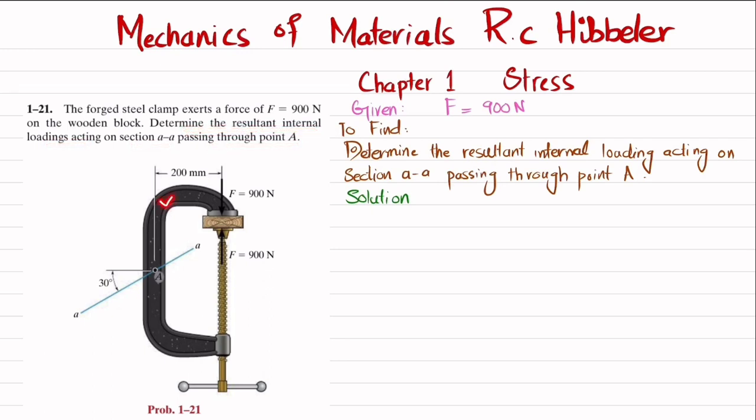So you can see this is a forged steel clamp and that exerts 900 pounds on this wooden block. This is the wooden block. You have to find the resultant internal loading at section AA passing through point A. So it means at point A you have to find the normal force, shear force and moment. So let's start with the solution. So the first step is that you cut this clamp at section AA and draw the free body diagram. So first of all I will draw the free body diagram.